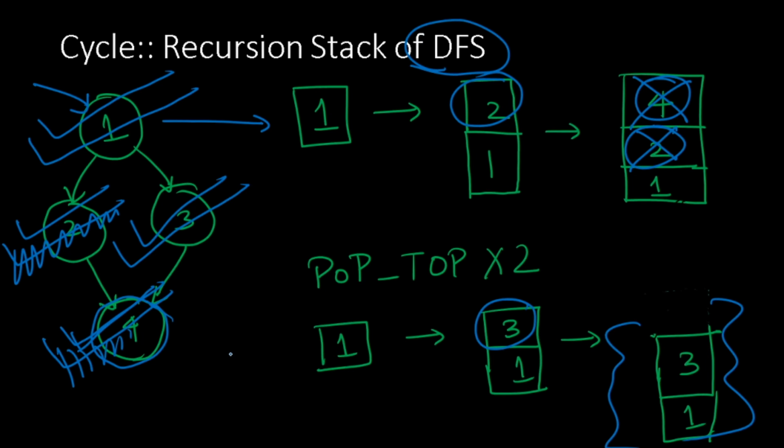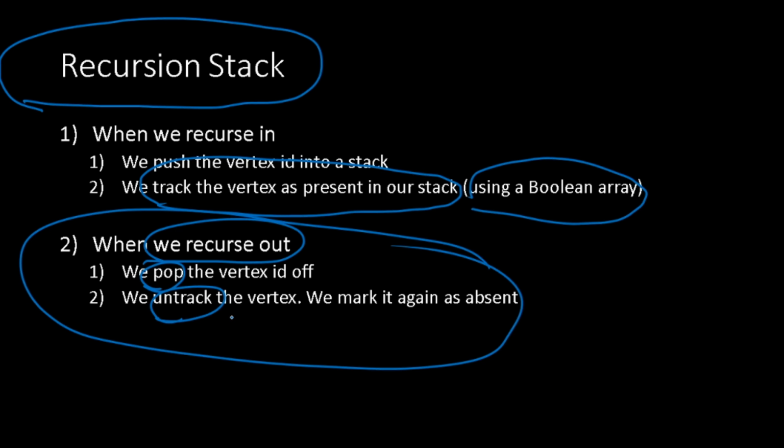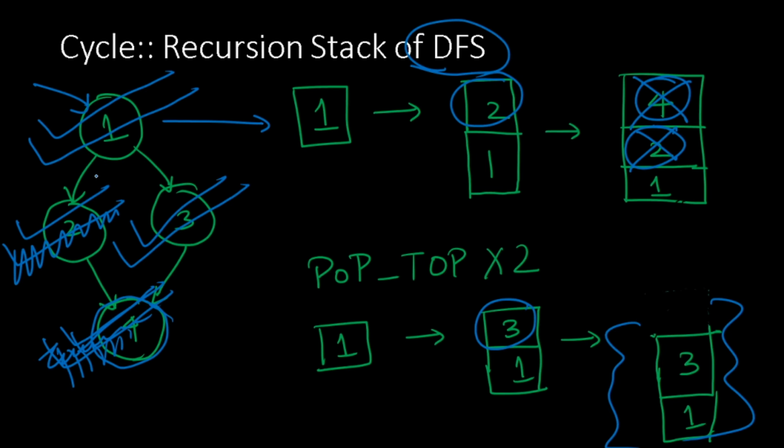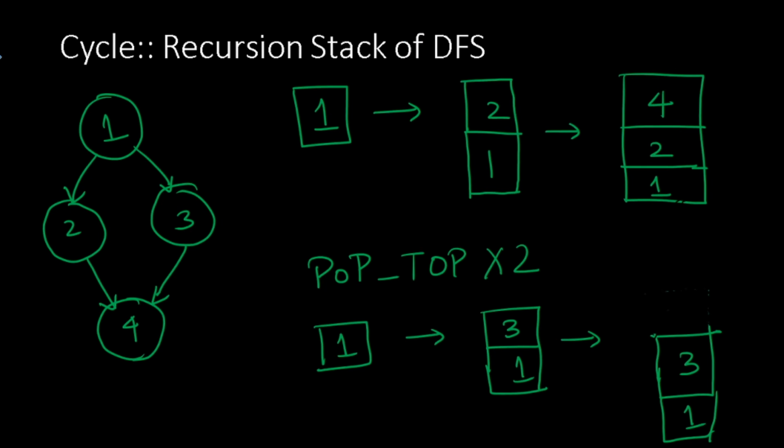We don't even have to look at this stack. Remember, we use the second tick mark to track the same. So 4 is not being tracked as present. We untracked it, so we know that there is no cycle. Now I'll clear this mess. As you can see, there are 2 paths from 1 to 4. There is no cycle. Now, will it work if there is a cycle?